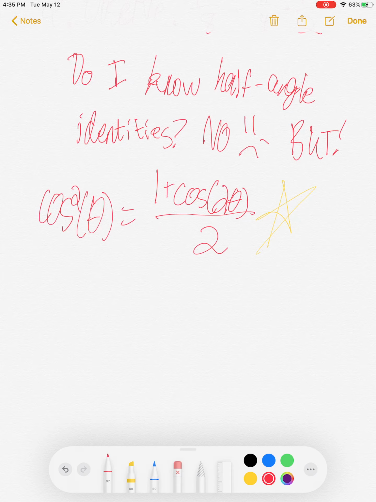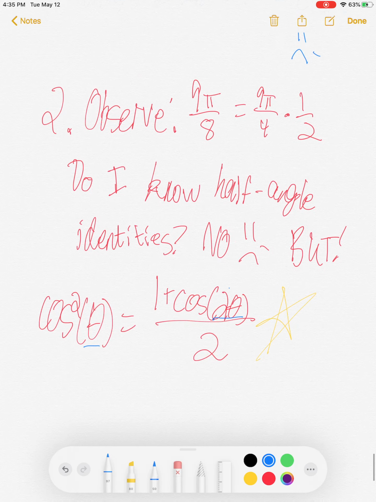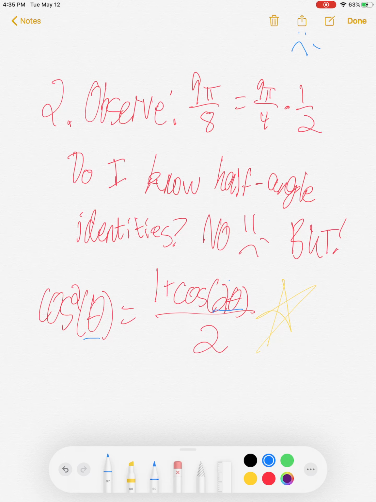Now, how is this helpful? This is helpful because I've got 2 theta here and 1 theta here. So this 2 theta is twice as big as this angle. And going back to our original, 9 pi over 4 is twice as big as 9 pi over 8. So there is a relationship here that I can exploit.